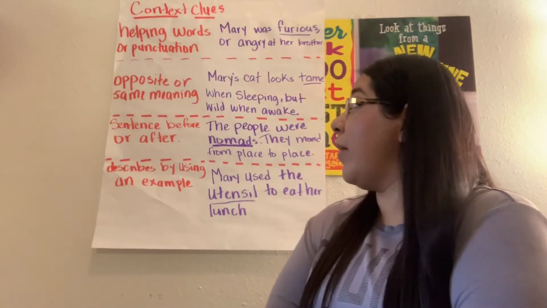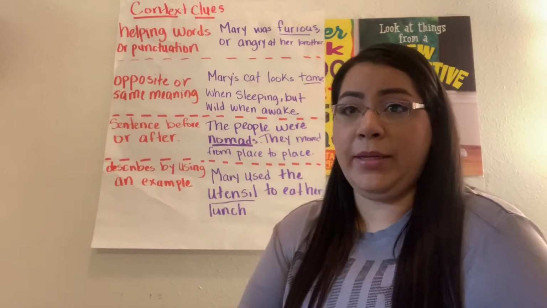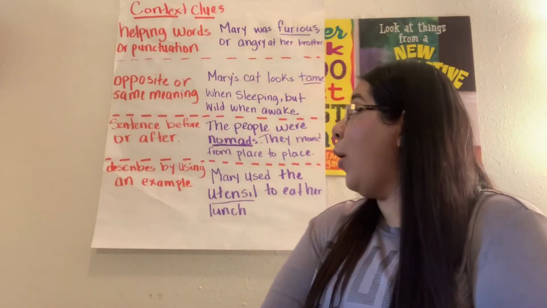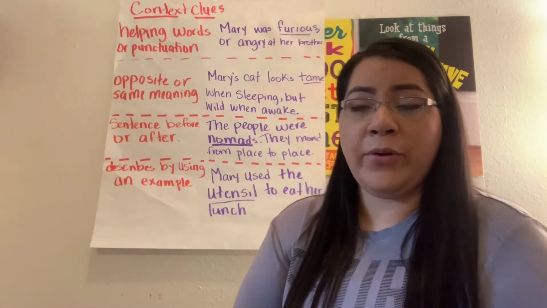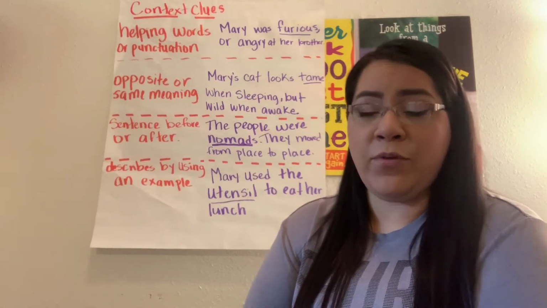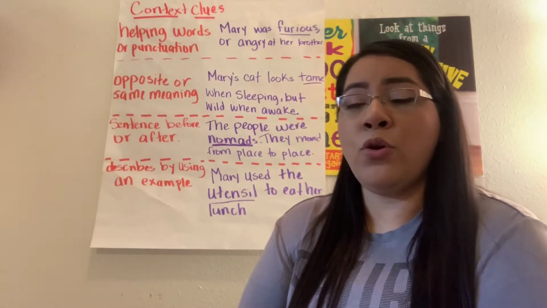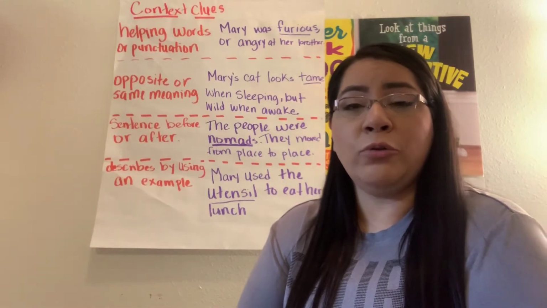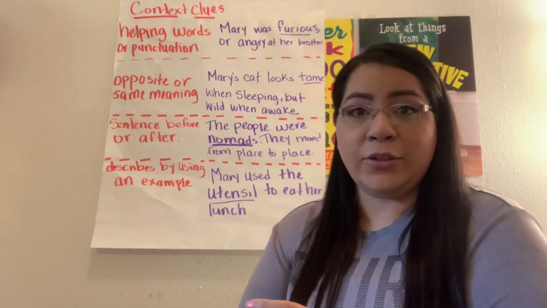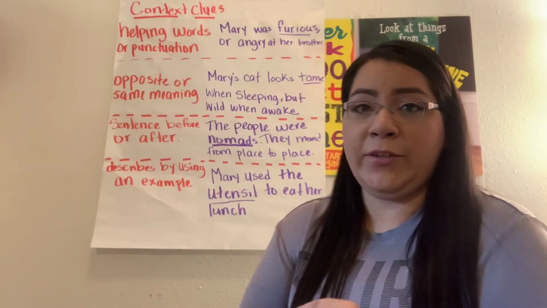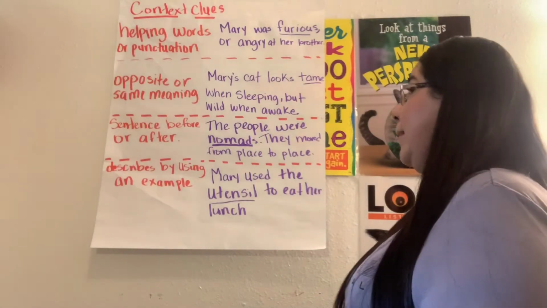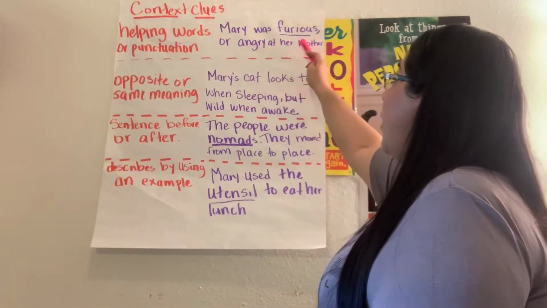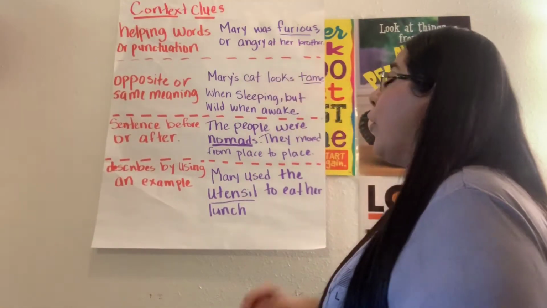Now, we have our context clues, what type it is. So you have the first one, helping words or punctuation, okay? Our vocabulary word in this sentence is furious. If you did not know the meaning of furious, try to use clues within that sentence to help you figure out what furious means. So when you read the sentence, Mary was furious, or angry, at her brother.